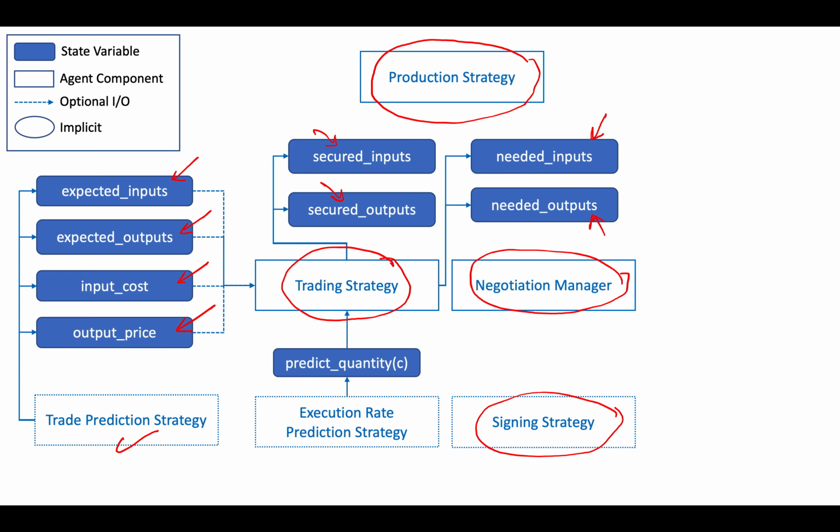The other part is the execution rate prediction strategy. This one provides a predict quantity method. So it allows the trading strategy to know for any contract how much of the quantity in this contract is predicted to actually be executed. Okay? That is useful information because it can tell it how it should update its secured inputs and secured outputs.